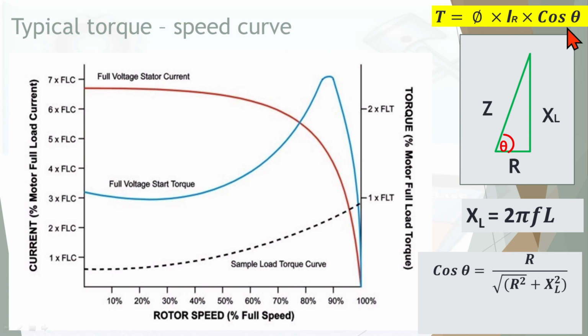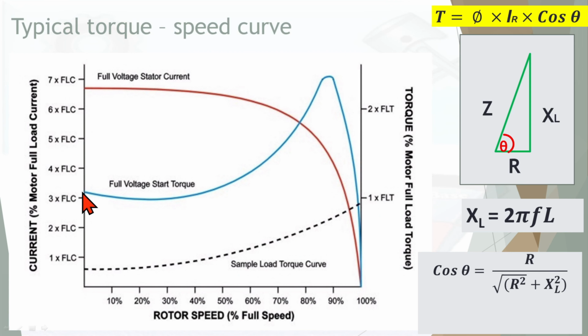The reason behind this is the cos theta value. From the beginning of starting, your XL value will be very high, because of 2 pi f L: as the flux cutting frequency is very, very high, your XL value will be very high. Then your cos theta value will be very low. As theta increases, cos theta decreases. So this multiplication will give you around 3 times the full load torque, some such amount of torque for starting.